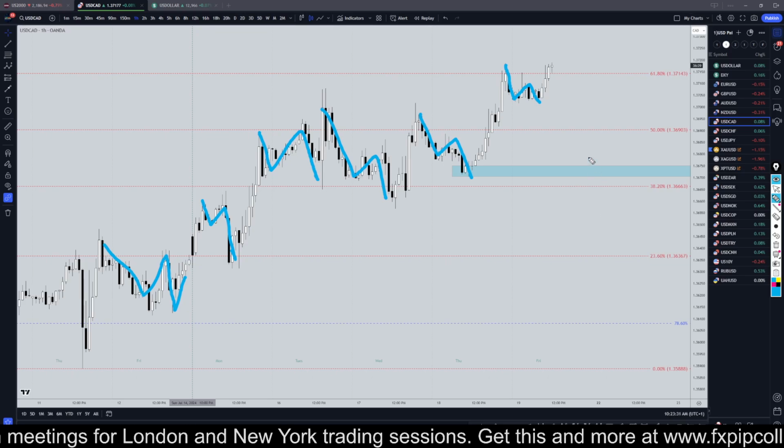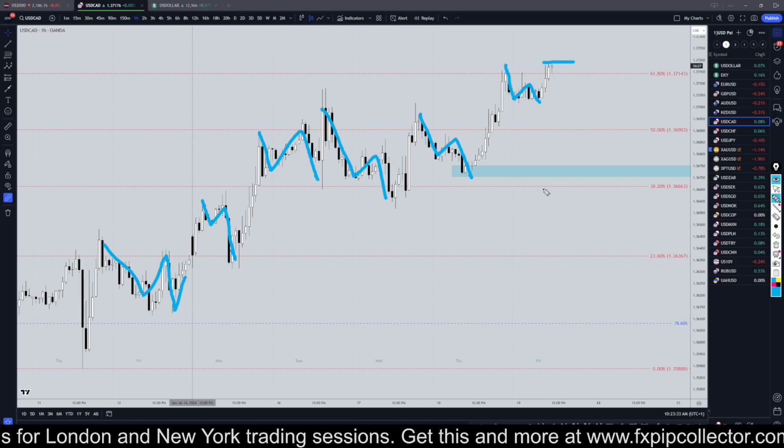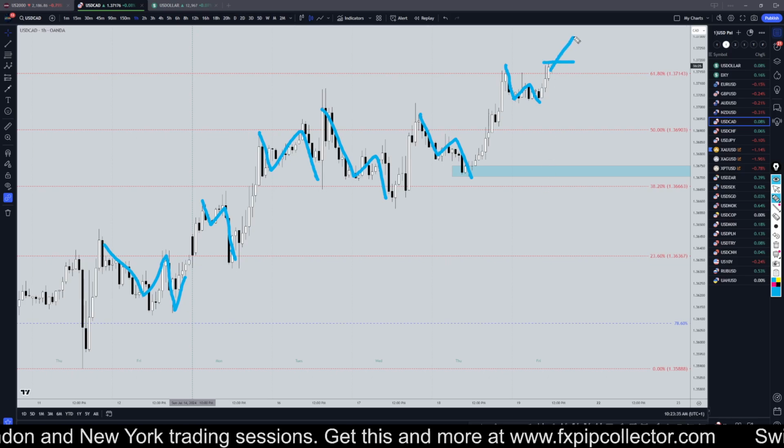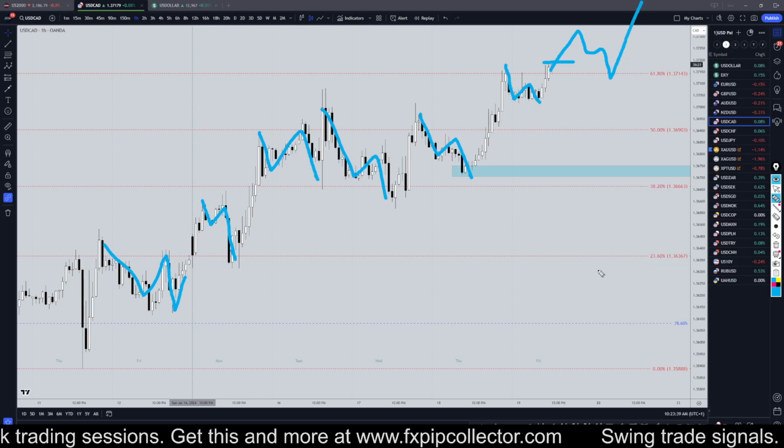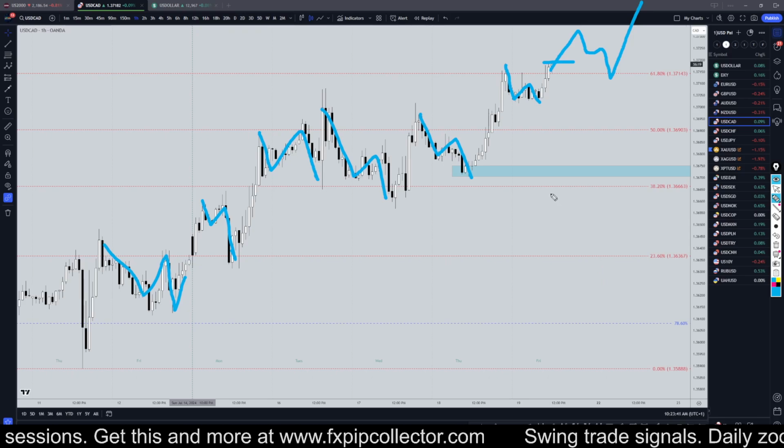So right now I'm definitely looking for longs. I 100% would not go long right now, but if price does make another three-wave pullback, that's exactly when I would start looking for longs for the continuation of this uptrend.